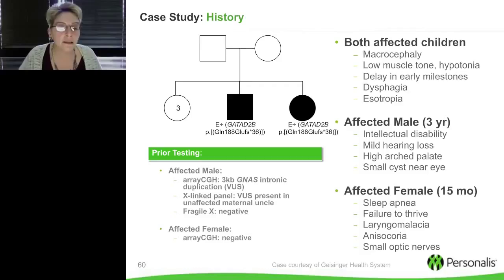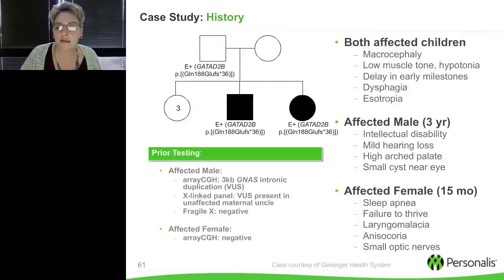GATAD2B. But when we looked at the GATK genotypes, we saw the same variant in the father, thus in the unaffected father. So leading us to believe, if we had not looked at this more deeply, that this was not a good variant for this case.